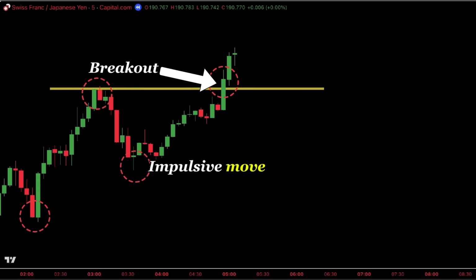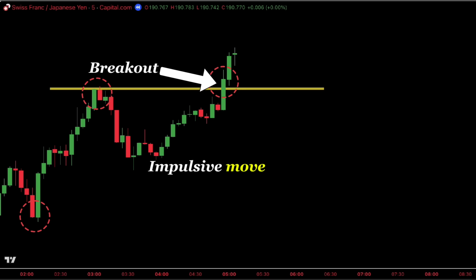A level that previously stopped the price from going higher is now being accepted by the market as a new base. Buyers are now willing to enter at this level, which changes its role completely. Now, when the market starts to retrace again, it does not move randomly. Instead, it comes back toward this level that has now turned into support.